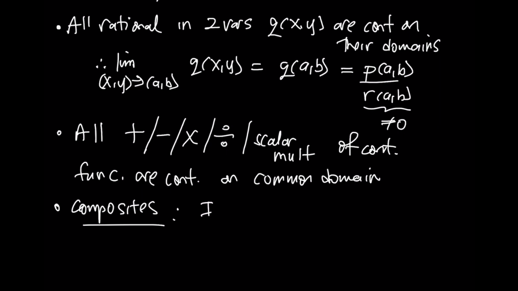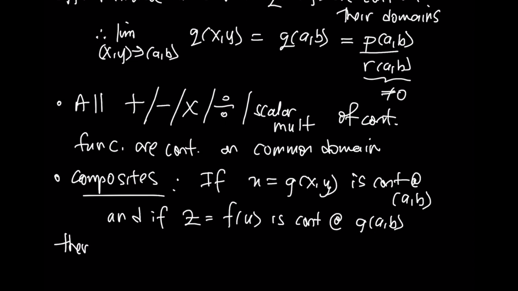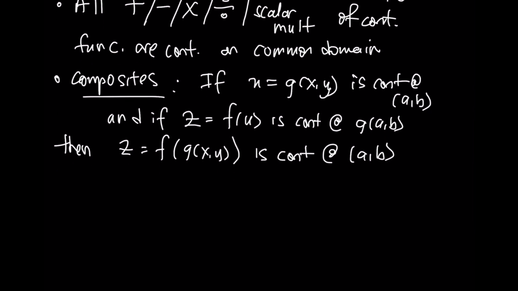So if u is equal to g of x and y, and if this is continuous at a, b, and if z equals some function of u is continuous at the point g of a, b, so now z is a single variable function, then the composition f of g of x and y is continuous at a, b by the previous theorem. If you now want to put a composite function over an entire set, all you can do is check the continuity at each point in the set.